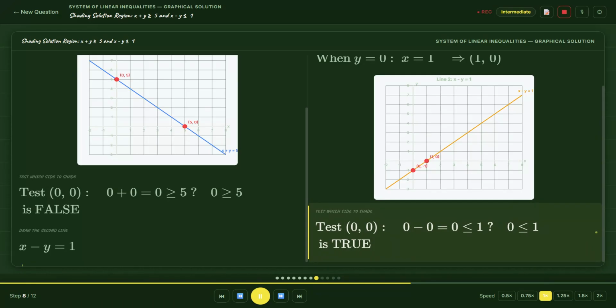Let's test the point 0, 0 again. 0 take away 0 is 0. Is 0 less than or equal to 1? Yes, it is. So this time we shade the same side as 0, 0. That means we shade above and to the left of this line.